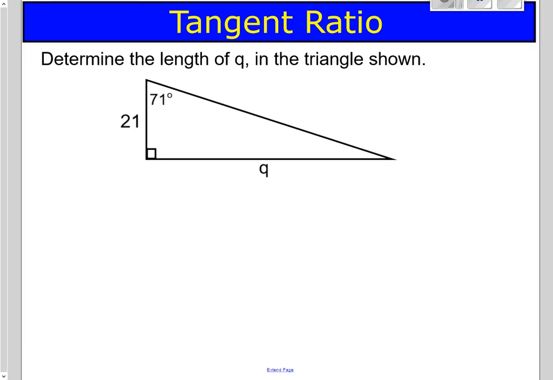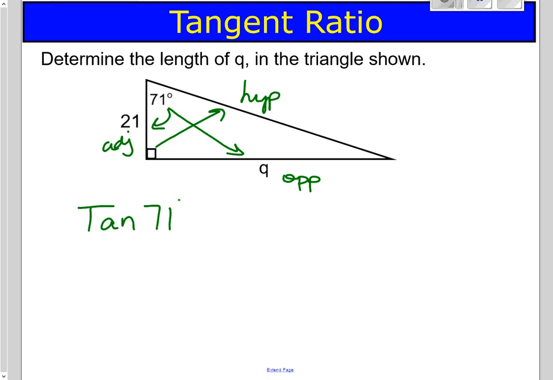All right, so beginning with the tangent ratio from before, determine the length of Q in the triangle shown. And so let's begin. We have the angle. I'm going to label my sides. So Q is opposite, 21 is adjacent, and of course, across from the 90 degrees is our hypotenuse. Since I'm looking for my opposite, and I have my adjacent, I'm going to use tan. And I say tan of 71 degrees is equal to Q over 21.